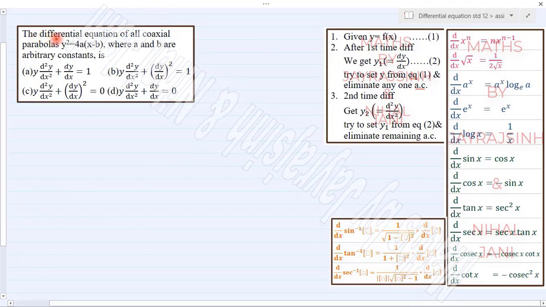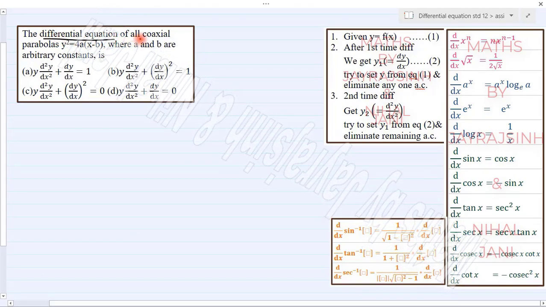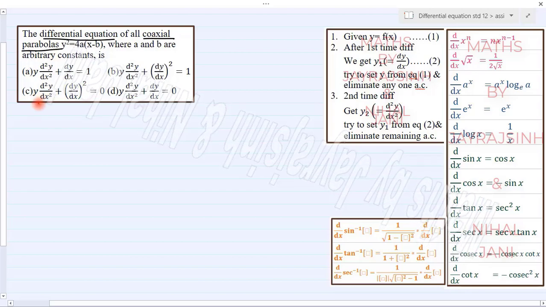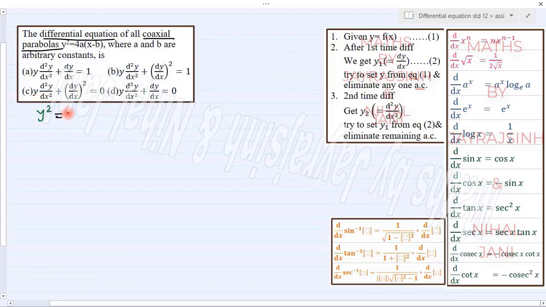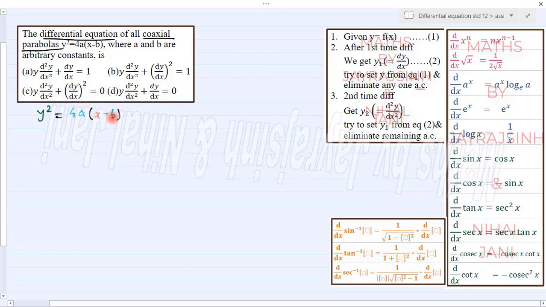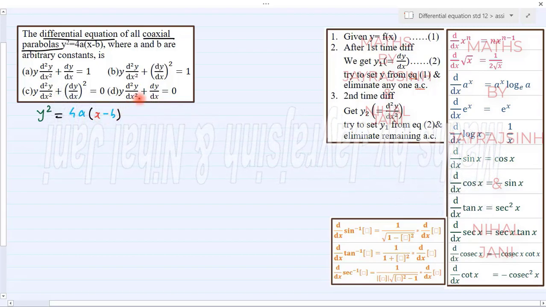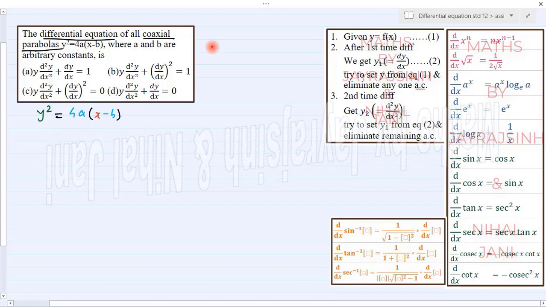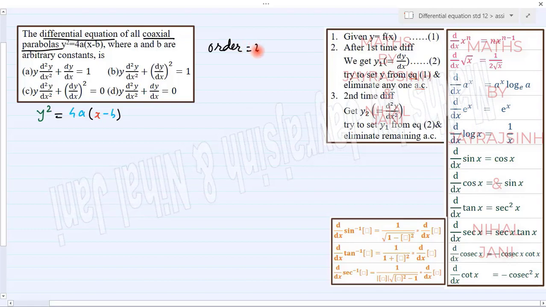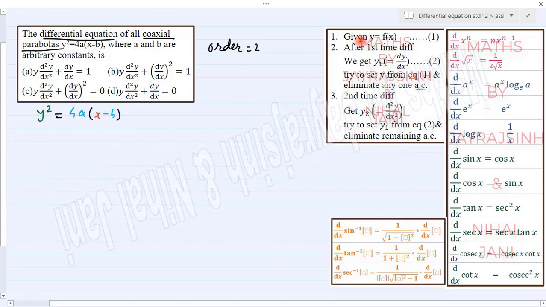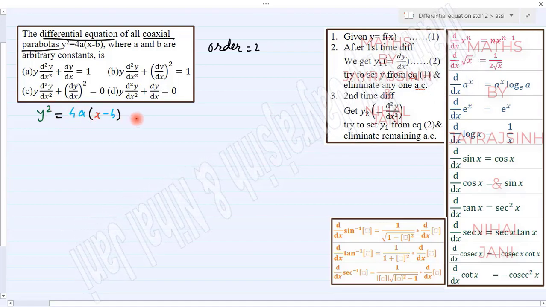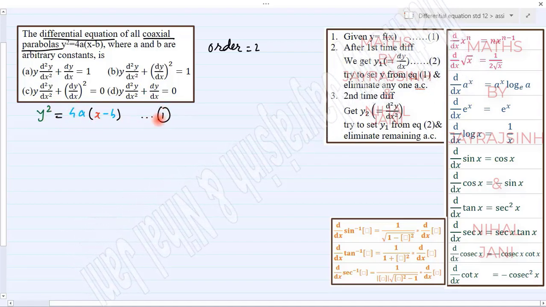In this question, you have to find the differential equation of all the coaxial parabolas whose equation is y square is equal to 4a into (x minus b), where a and b are arbitrary constants. So we have two arbitrary constants. So our order must be 2. Now let's follow the steps. Let's say y square is equal to 4a(x minus b) is our equation number 1.